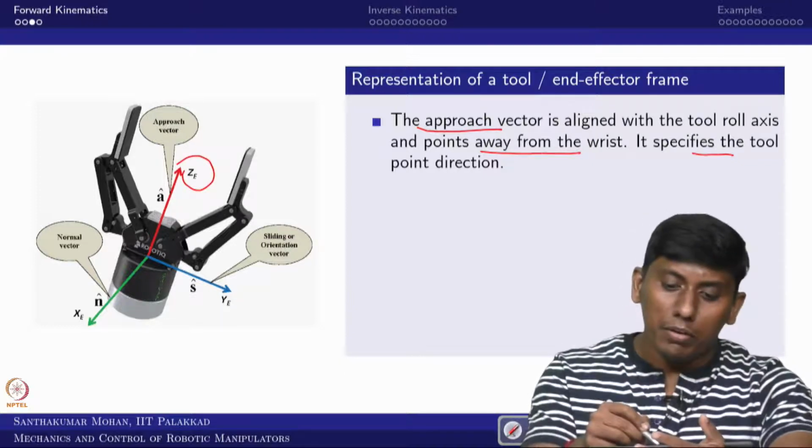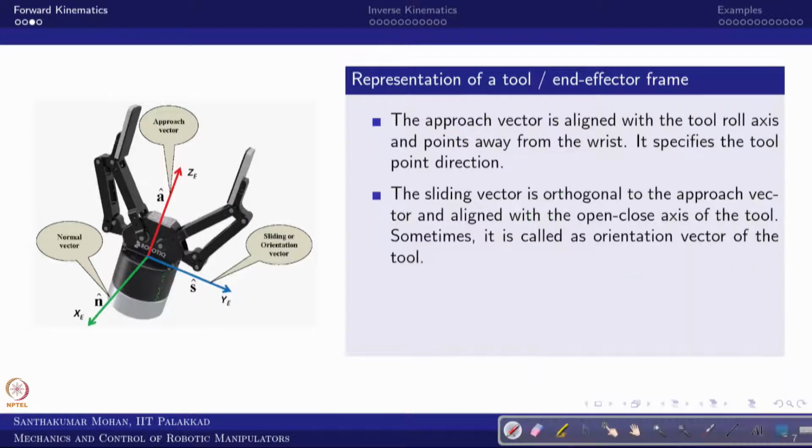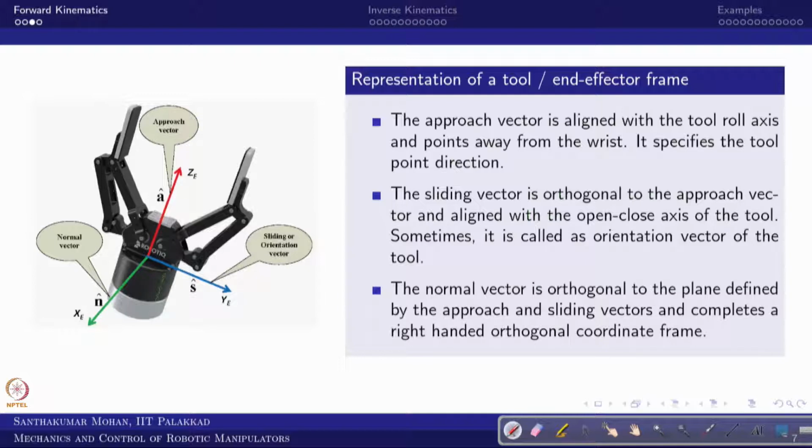Similarly, the second thing is the sliding, which is how the gripper opens and closes, or the tool pitching. That direction we call the orientation vector or sliding vector. If you take a gripper, it is how the tool opens and closes, or how you are pitching it. That is the sliding vector. What is left is the normal to this plane, which is the x axis we fix, completing the right-handed orthogonal coordinate frame.